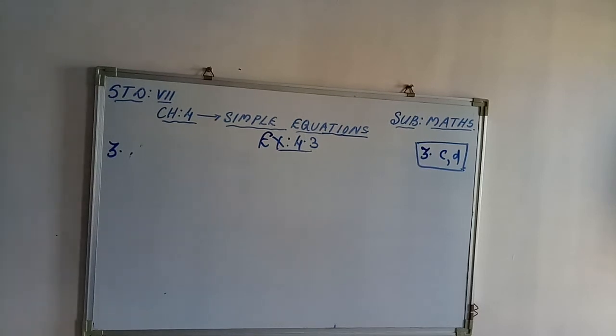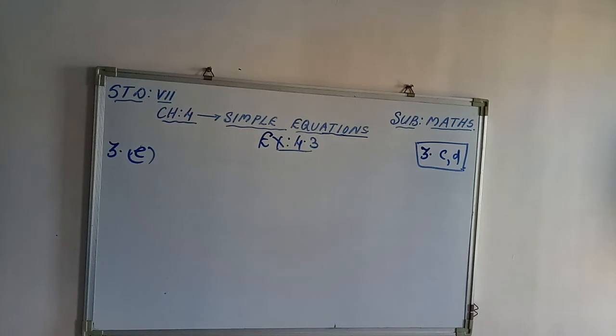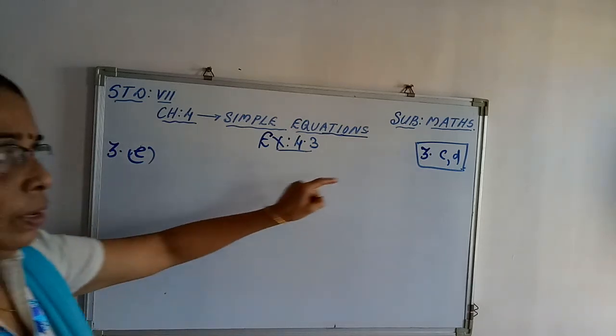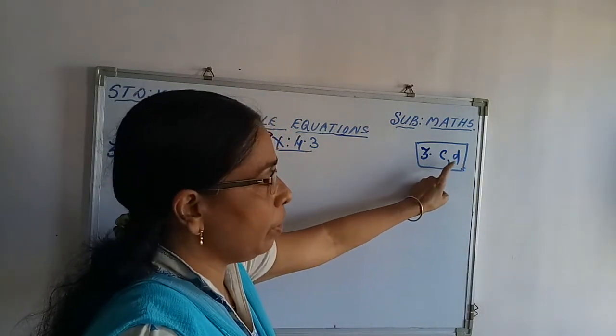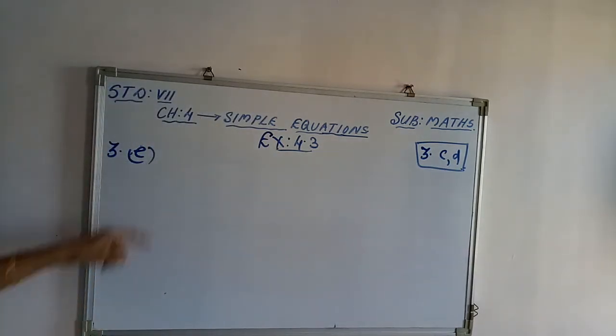Now next I am going to do E. Listen to the textbook properly. A and B I did. C and D are of a similar type, so you have to do them on your own. Now I am going to show you question E.